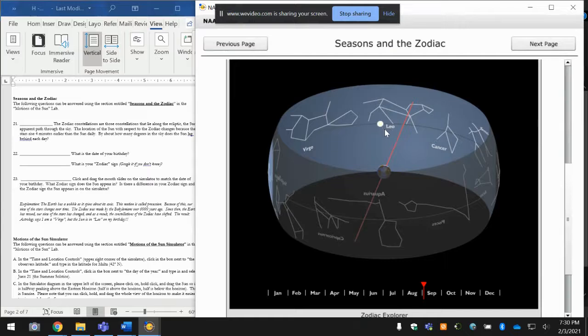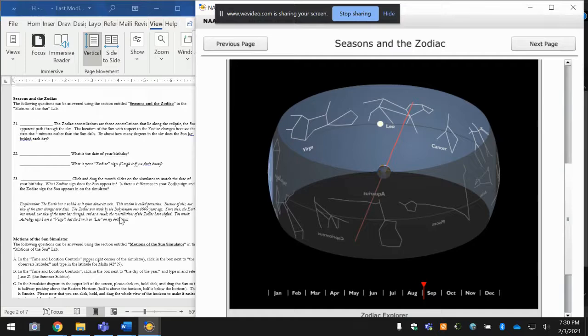So I'm a Leo. I'm not a Virgo. I'm an astronomical Leo, but I'm an astrological Virgo. How is that? Well, I can go through and give you an explanation that the Earth has a wobble as it spins on its axis. It's called precession. And because of this, our view of the stars changes over time.